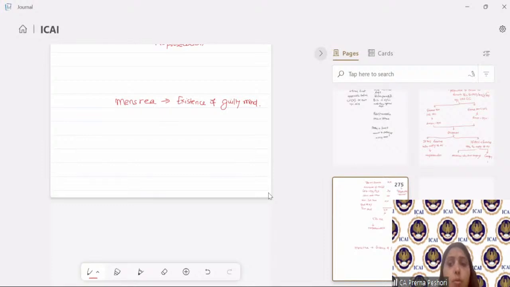Yes, Akshay, 278 could be any person who is obligated for a false return. It could be a consultant, it could be a CA, anybody. Clear?